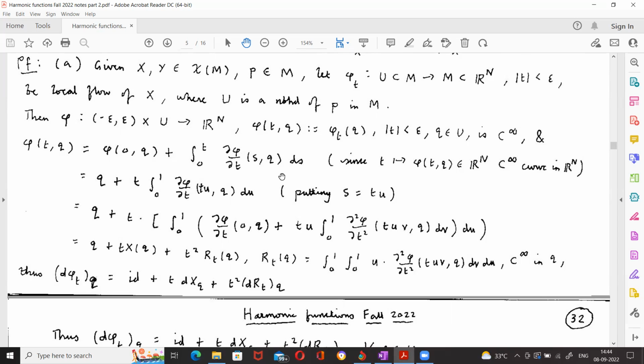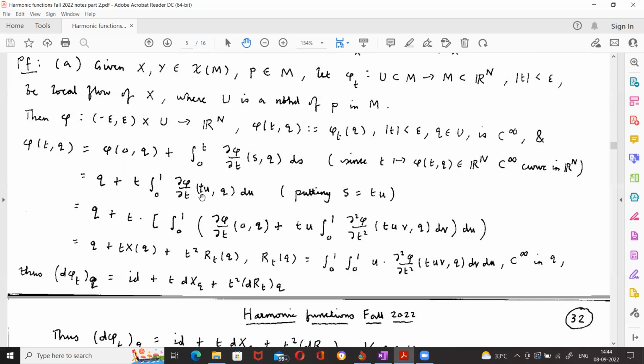I have to put a new variable u equal to s over t, or s equal to tu. Then the variable u goes from 0 to 1, and so my ds becomes t du. So I get a factor t coming out. And then this becomes the integral from 0 to 1 of del phi del t of tu comma q du.